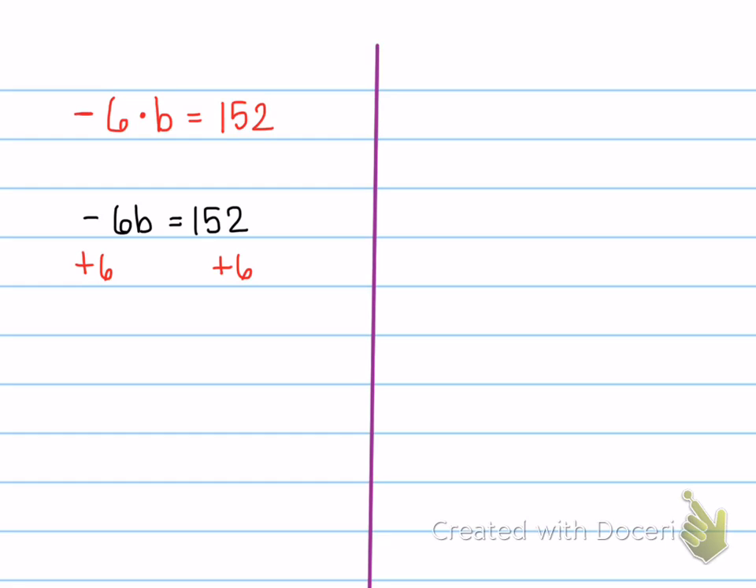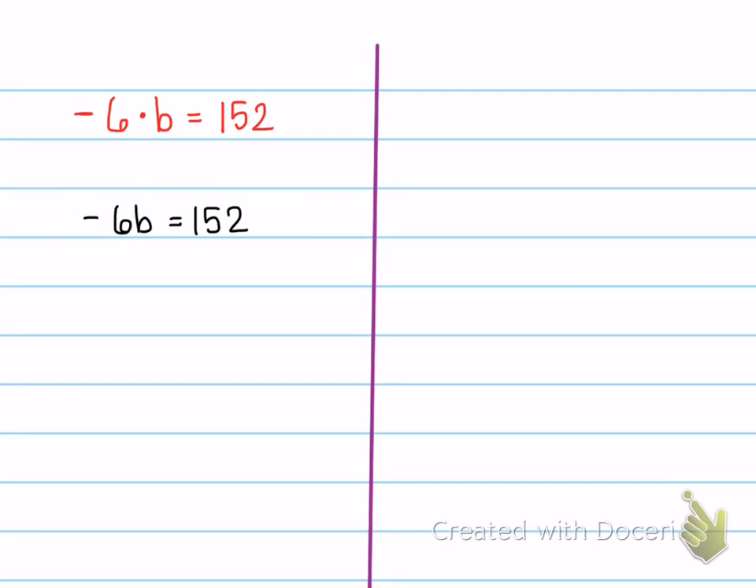But you have to think about the term as a whole. If I add 6, it's not doing anything to the equation. It ends up being negative 6b plus 6. So you have to realize that when you're solving this, that is negative 6 times b.